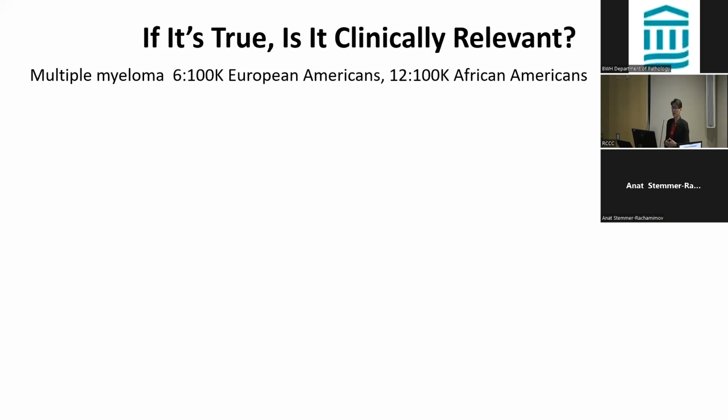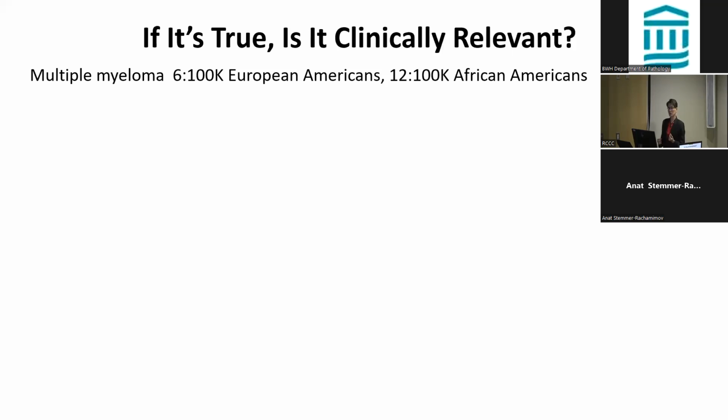And so here we have the approximate incidence as reported in UpToDate: about 6 in 100,000 European Americans and 12 in 100,000 African Americans. So this is a rare disease. I know to hematopathologists it's much more common than it is to soft tissue pathologists, but it's a rare disease. Now, why is it important for students to know this?